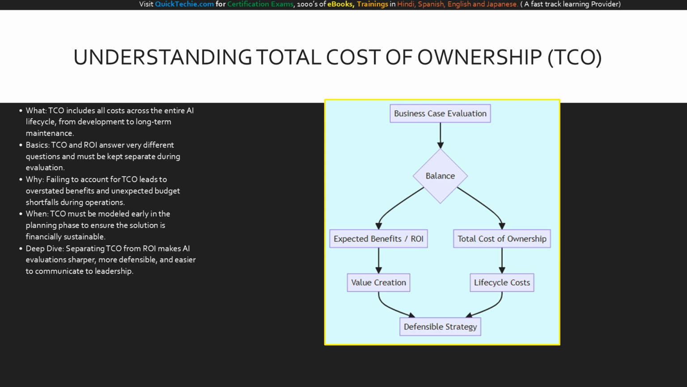This visual perfectly encapsulates our teaching. You cannot have a defensible AI strategy by only looking at the left side. The weight of the lifecycle costs on the right must be actively managed and weighed against the value created to ensure the project doesn't collapse under its own weight once it goes live.